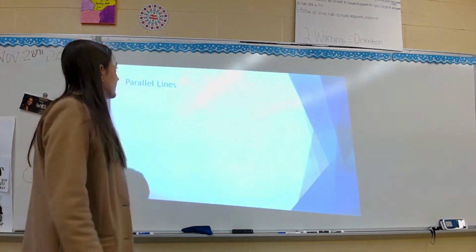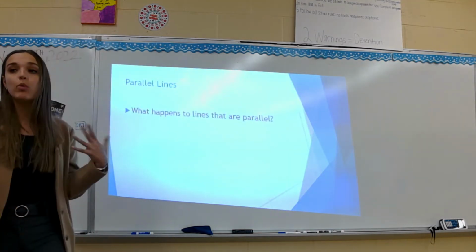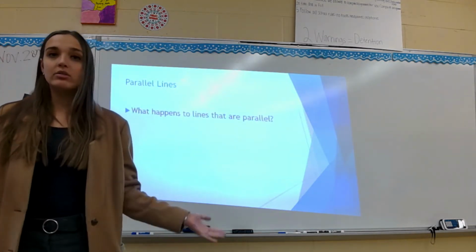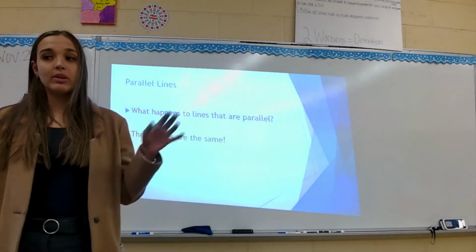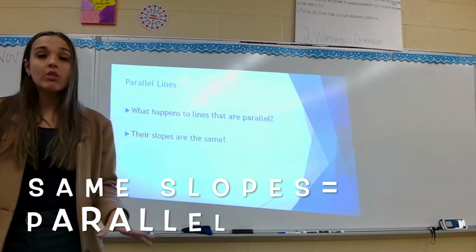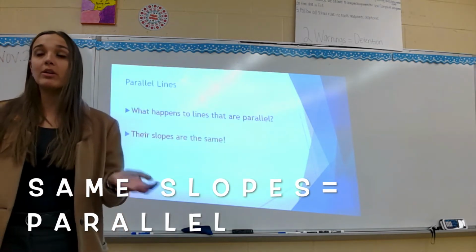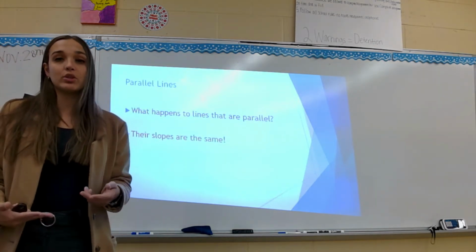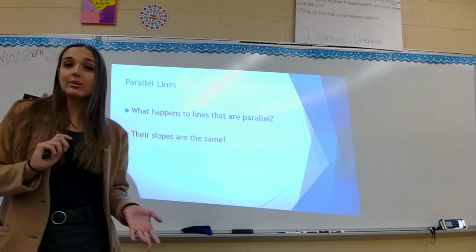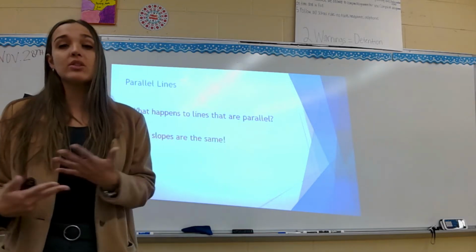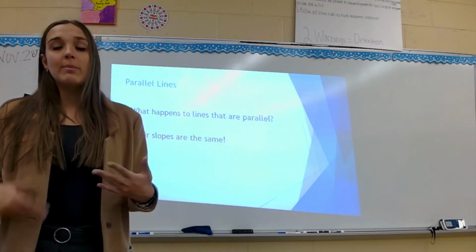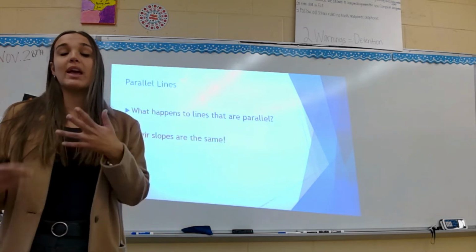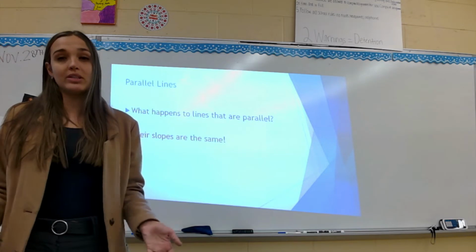First we're going to take a look at parallel lines. What happens for a line to be parallel to another line? We have to look at their slopes. If their slopes are the same, the lines are parallel. We can look at a graph and see if their slopes are the same by counting how many go up and how many go over, making sure those are the same rise over run. But also if we are given an equation, make sure it's in slope-intercept form and look at their slopes to see if they're the same.